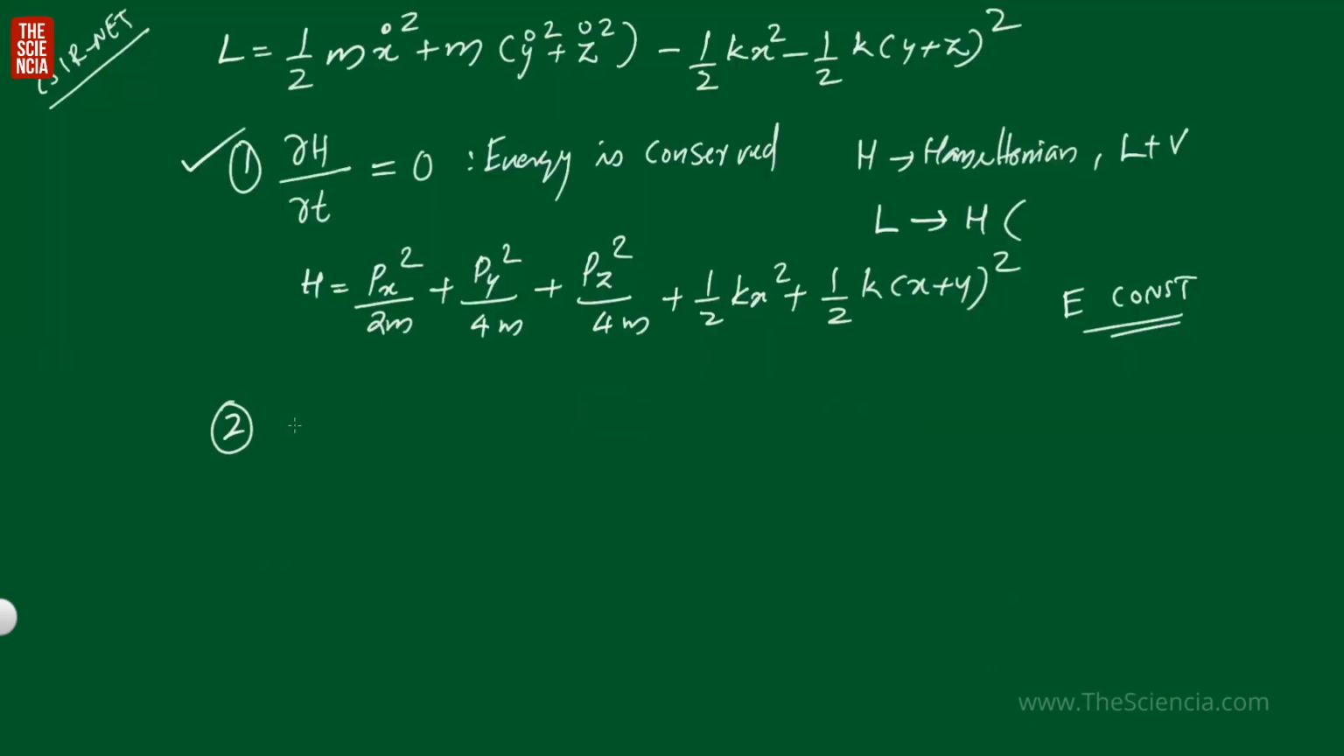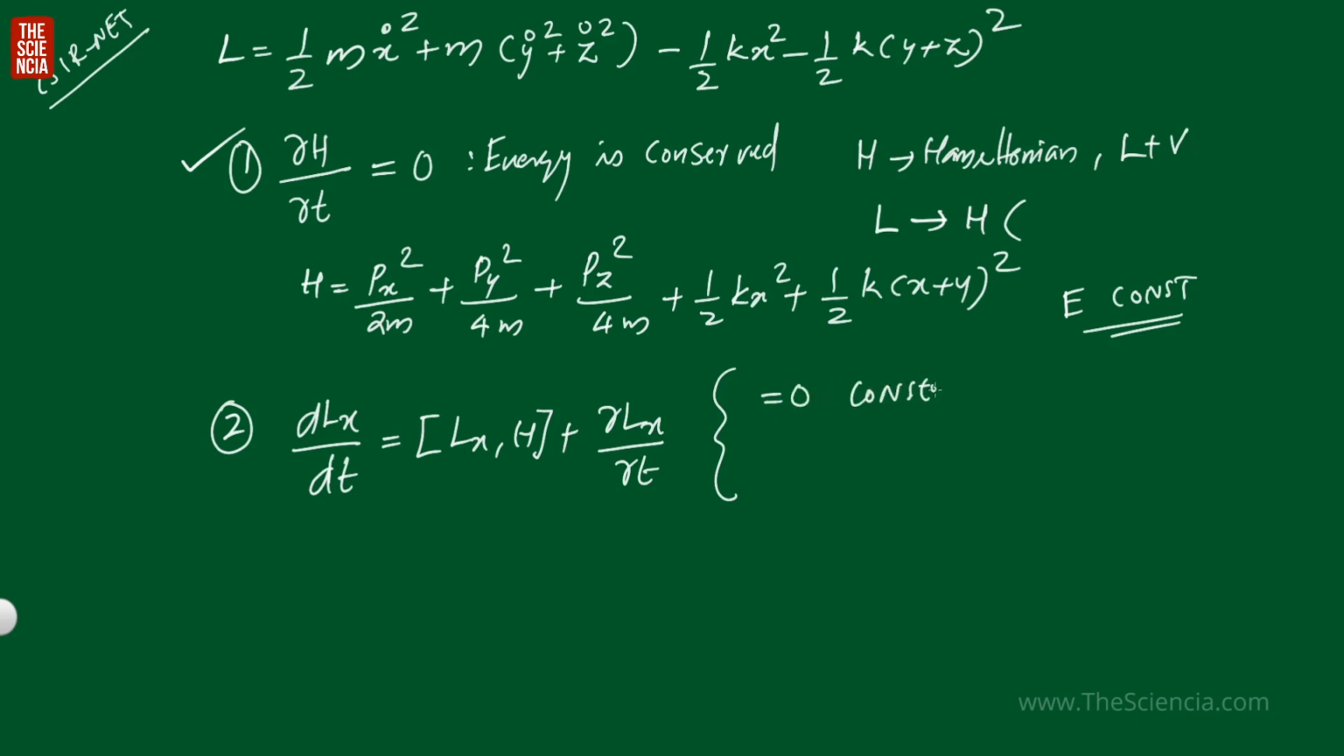Now we have to check the second condition, that is dLx/dt = [Lx, H] + ∂Lx/∂t. If this is equal to 0, then Lx is conserved. And if it is not equal to 0, Lx is not conserved. So you have to check for ∂Ly/∂t and ∂Lz/∂t. Then only you can find out which are the conserved quantities.